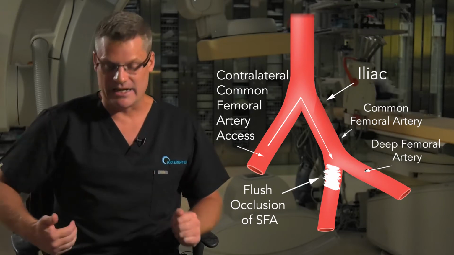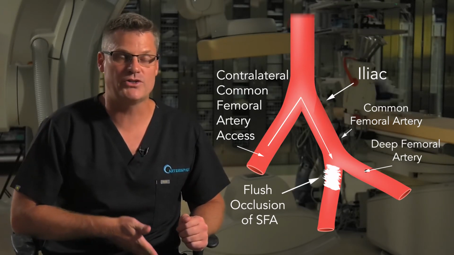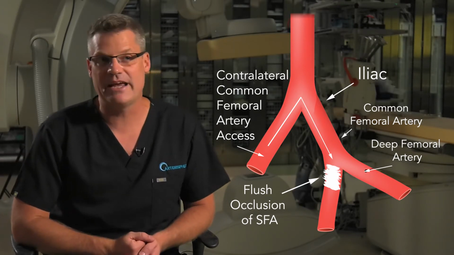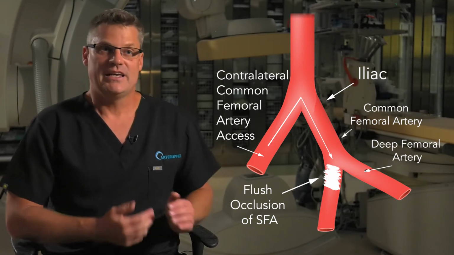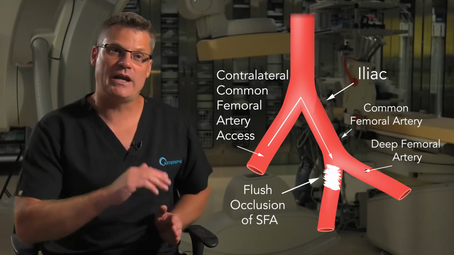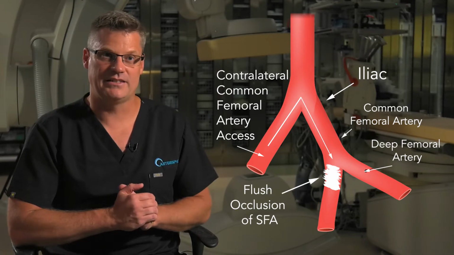The second anatomical distribution is the SFA and popliteal occlusions. Typically what I do is I come from a contralateral femoral approach and I'll try to cross in an antegrade fashion. If I can't, then that's when I would go for another access site. If there's not enough room for me to place an antegrade approach, and why would I use an antegrade approach? It would be for stability and support.